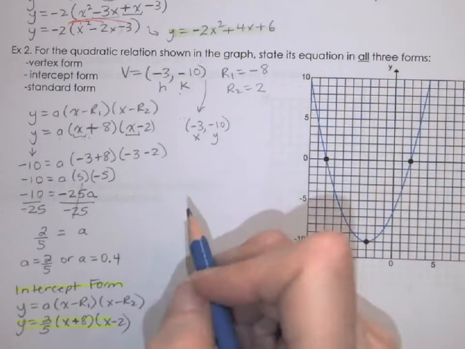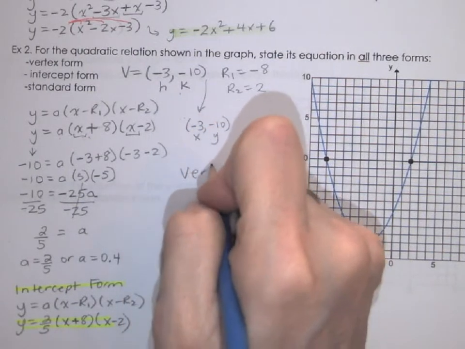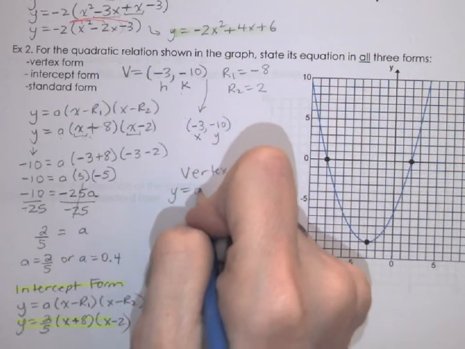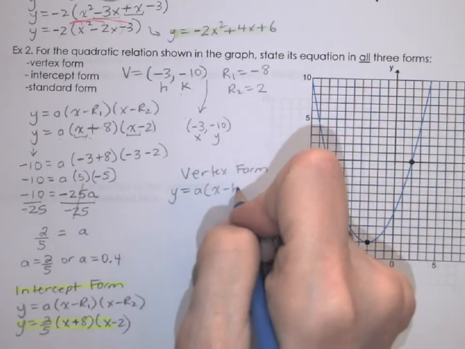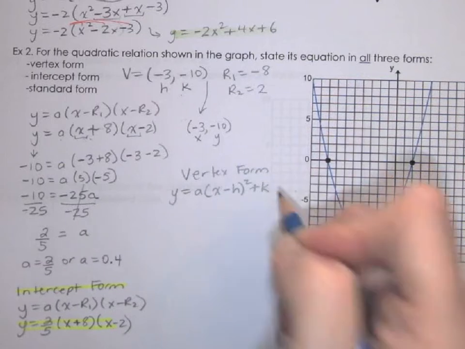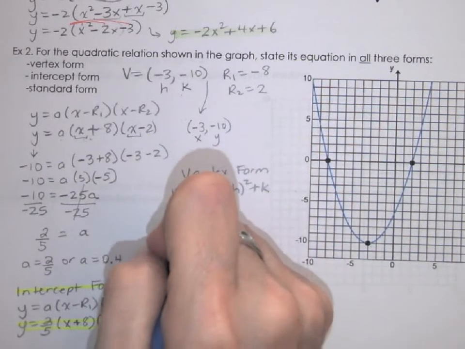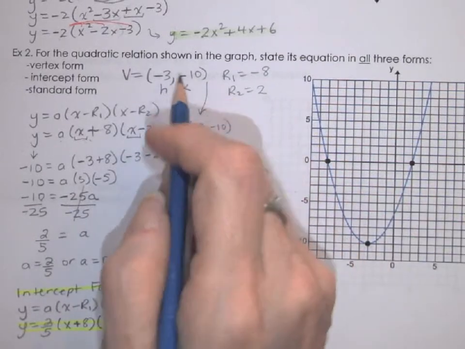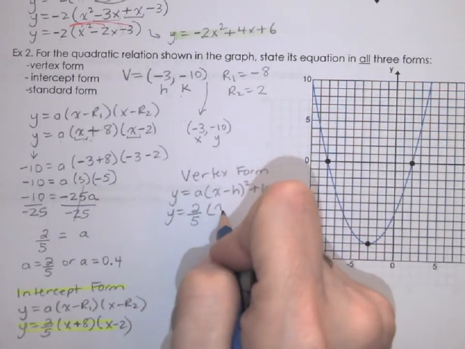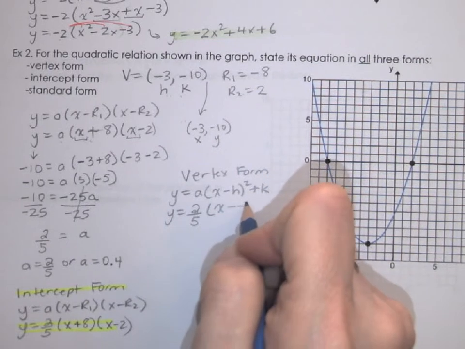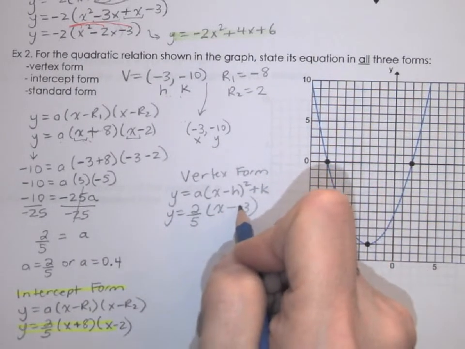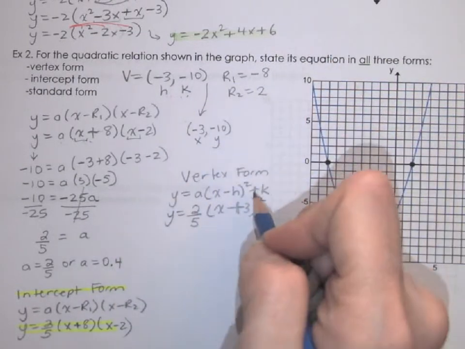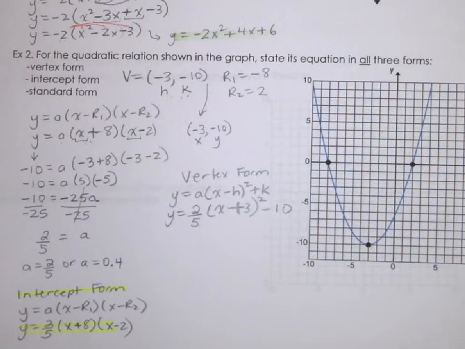Vertex form. Come up here to do vertex form. Again, the general formula for vertex form is y equals a times (x minus h) squared plus k. And we need to replace a with 2/5 or 0.4. And then our h is negative 3, so that's going to be x minus negative 3. But we know that that's going to make (x plus 3) squared. And then k is negative 10, so minus 10. So there's our vertex form.